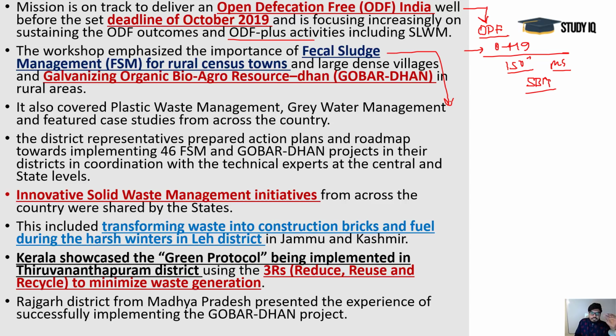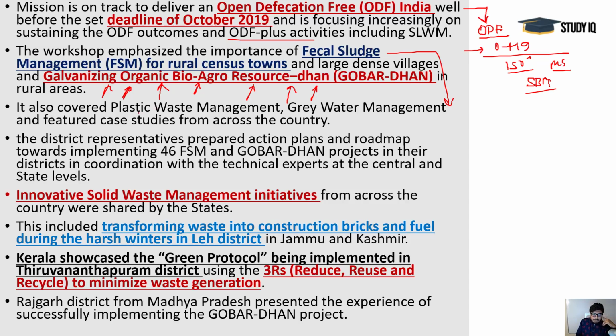The fecal material is a major pollutant, and for its management, you see, one thing is laid down here, that is the Gobardhan project. What is this Gobardhan? Galvanizing Organic Bio-Agro Resources Dhan. Okay, Gobardhan. So it's an important one. The organic component is there because fecal material is organic, and by applying this process, they can produce biogas and all, and the recycling of this waste can be done.